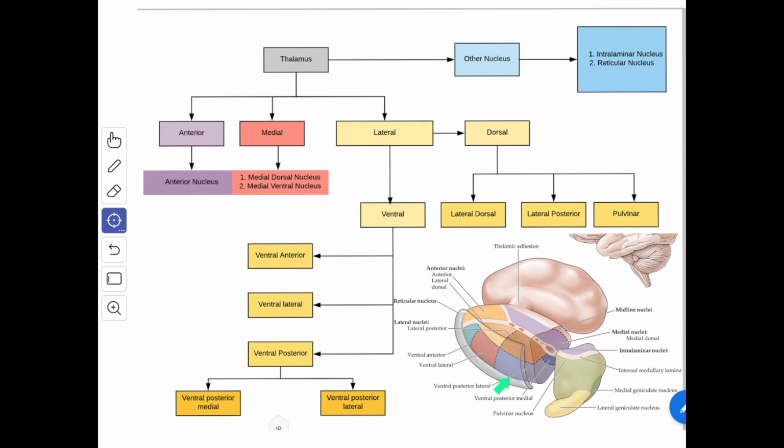Then you have the reticular nucleus. It is a thin curved sheet of grey matter on the lateral aspect of the thalamus, from which it is separated by the external medullary lamina. So between the thalamus and the reticular nucleus you get the external medullary lamina. Then you have the medial and the lateral geniculate bodies. These are located posteroventral to the pulvinar, and these nuclei are described as the metathalamus.